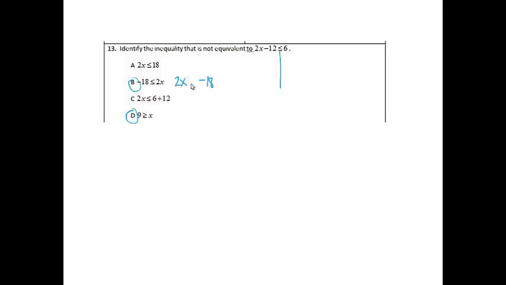So notice I'm just switching them around, and then I'm going to switch the way that the sign is going. And then I'm going to do that same thing with D. Again, switch the x and the 9, and then switch the way that the sign is going. That's going to make it easier for us to compare our answers.